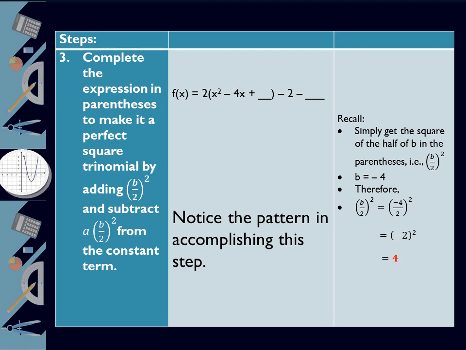So take a look. That's it. Notice the red color. That is the 4 that we got from squaring the half of b. And the 2 that is colored blue is actually the a. Notice the pattern in accomplishing this step, because this will guide you in doing your exercise.